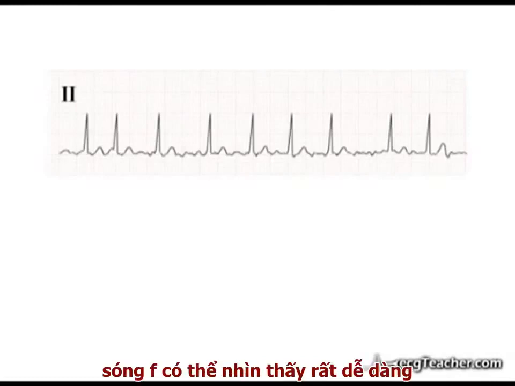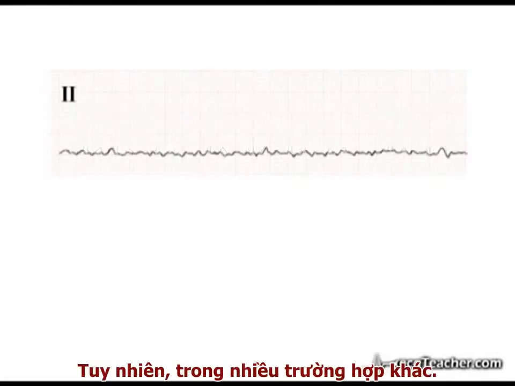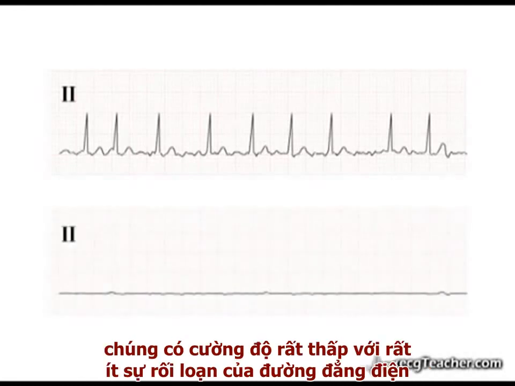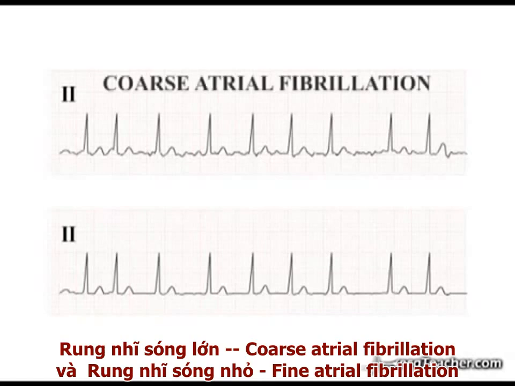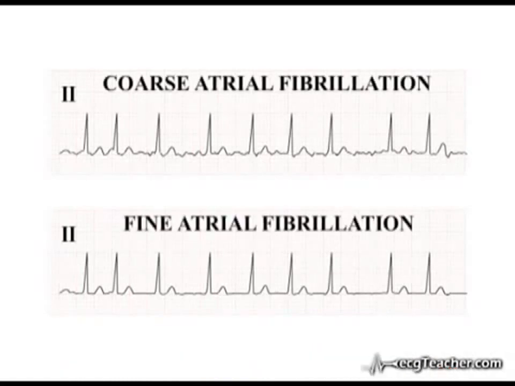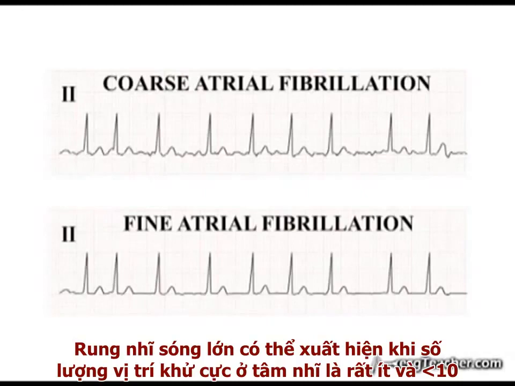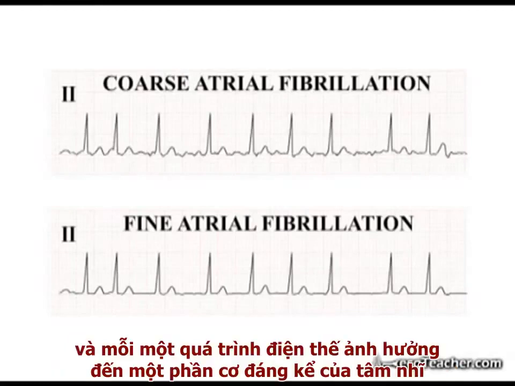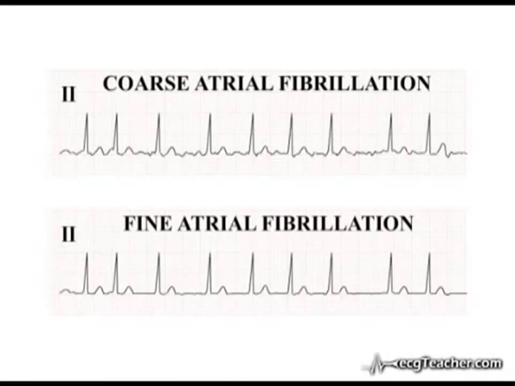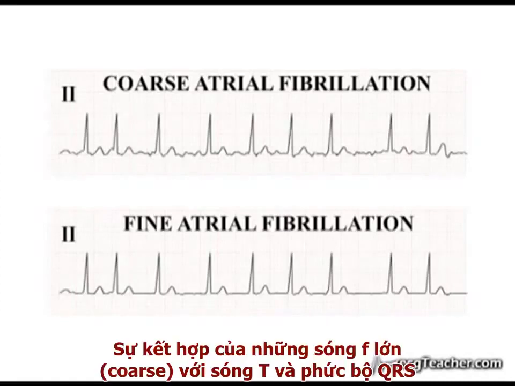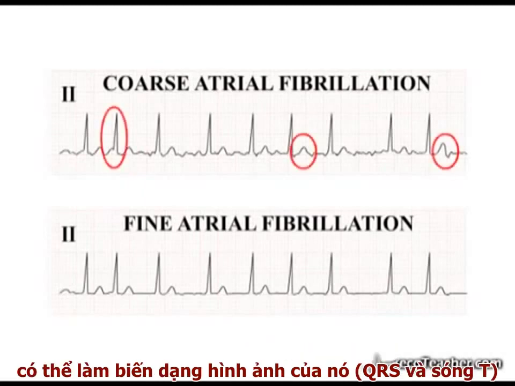As in this example, F waves may be quite prominent. In many cases, as shown here however, they are of low amplitude with minimal disturbance of the isoelectric line. These two situations are sometimes referred to as coarse and fine atrial fibrillation. Coarse atrial fibrillation probably arises when the number of depolarizing sites in the atria is limited to less than 10, and each individual electrical event affects a mass of atrial muscle significant enough to cause a substantial wave on the ECG readout. Fusion of such coarse underlying F waves with T waves and QRS complexes may distort their appearance.